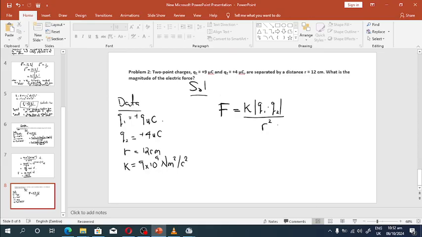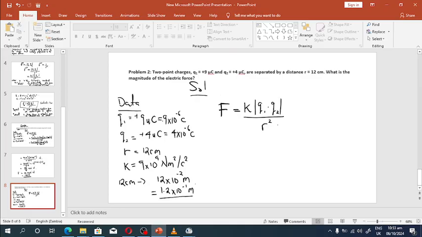Observe that the separating distance has been given in centimeters, so we have to convert that to meters. The 12 centimeters, we are simply dividing by 100, so we have 12 times 10 to the power negative 2 meters, or simply 1.2 times 10 to the power negative 1 meters. The microcoulombs, micro meaning times 10 to the power negative 6, so the first one is 9 times 10 to the power negative 6 coulombs. This one is 4 times 10 to the power negative 6 coulombs.